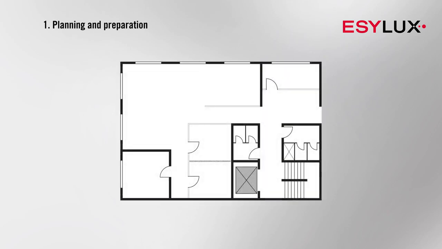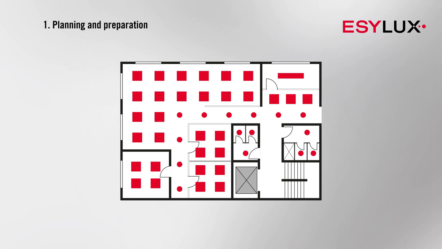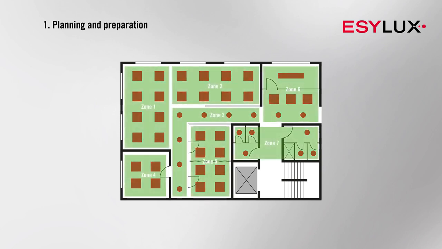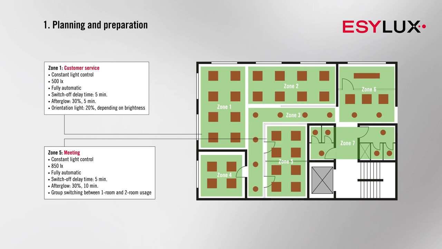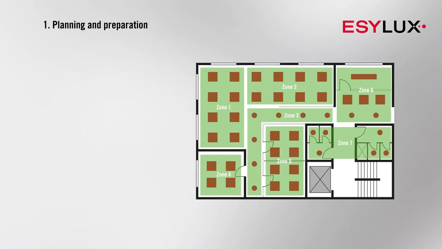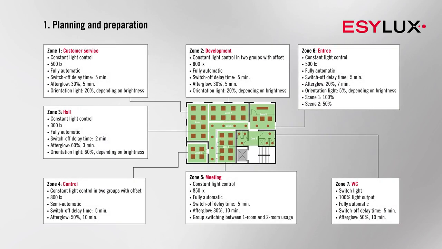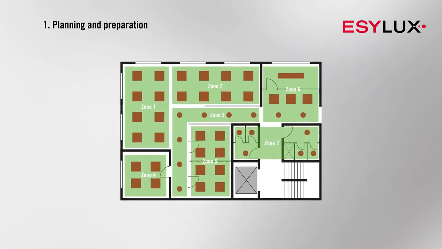Starting with planning and preparation. Let's assume you've been asked to set up the lighting in a company's office space. No problem. But the customer has their own special requirements. The requirements for Zone 1, customer service, are different to those for Zone 5, the meeting room. Each area has its own particular requirements that the customer wants to take into account. Once again, no problem with EasyLooks.